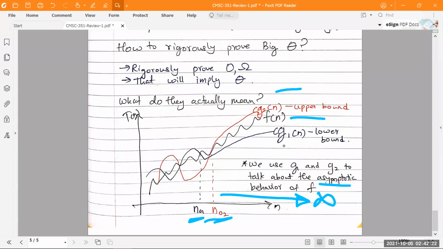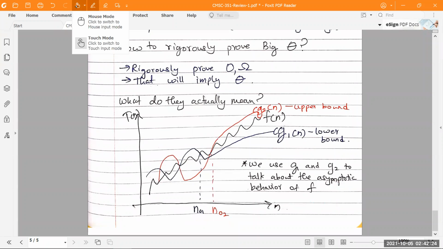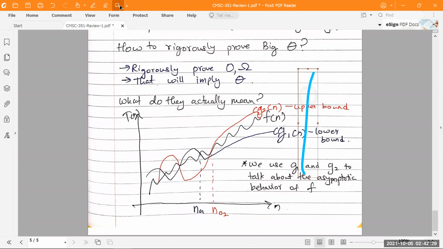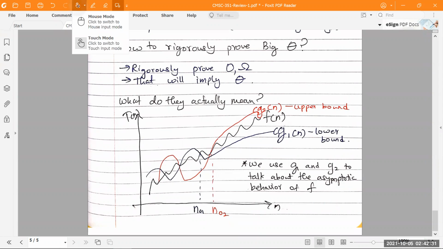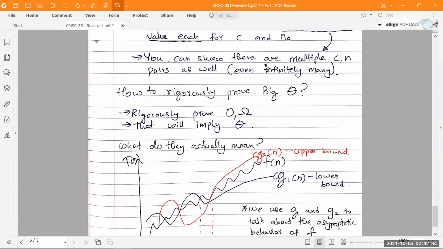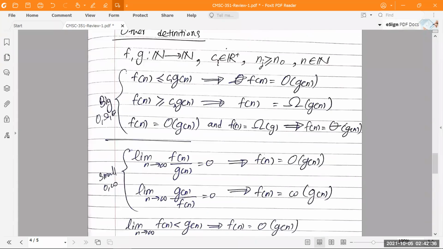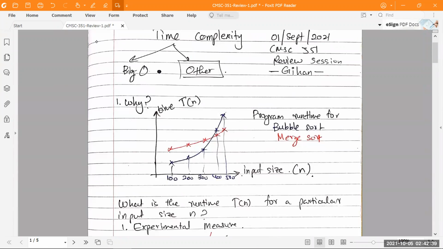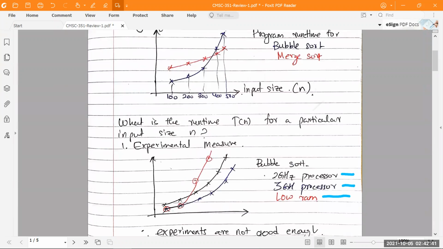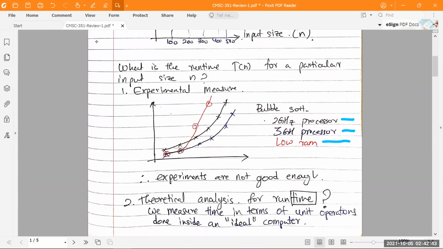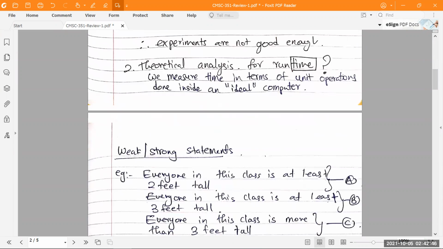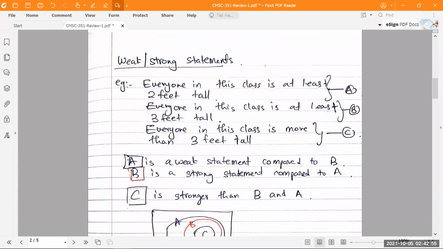I think we did one or two examples about showing these things rigorously in the live review session. I'll just go through everything fast. So this is the first review session. We talked about complexity, why we need complexity, why experimental things are not always enough. Then we went to what runtime is and why it's not measured in seconds per se, why we have it in units. And then we looked into what weak and strong statements are.